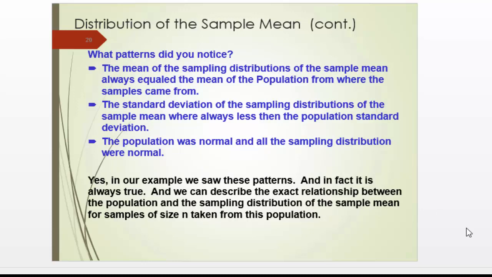The mean of the sampling distribution of the sample means always equaled the mean of the population from where those samples came from. The standard deviation of the sampling distribution of the sample mean were always less than the population standard deviation. And in fact, as my sample size increased, the standard error got smaller. The population was normal, and all the sampling distributions were normal. And we saw these patterns. And in fact, it is always true, and we can describe the exact relationship between the population and the sampling distribution of the sample mean for samples of size n taken from that population.